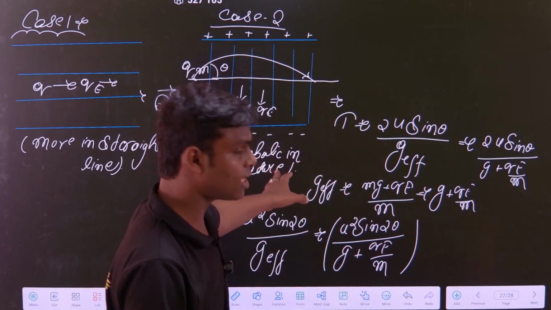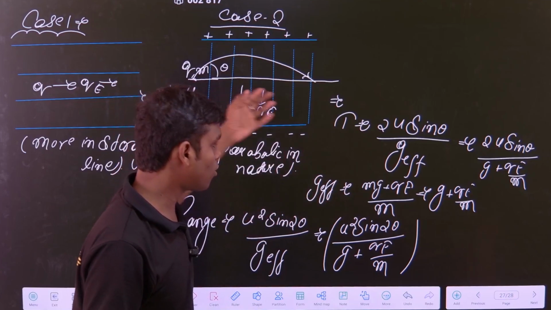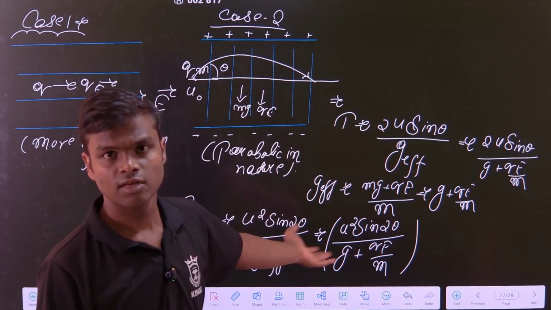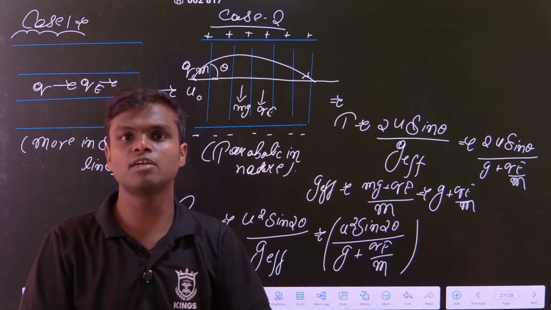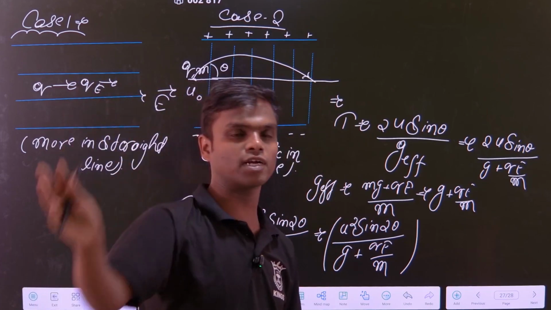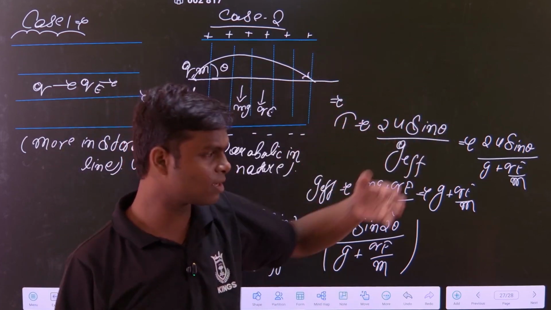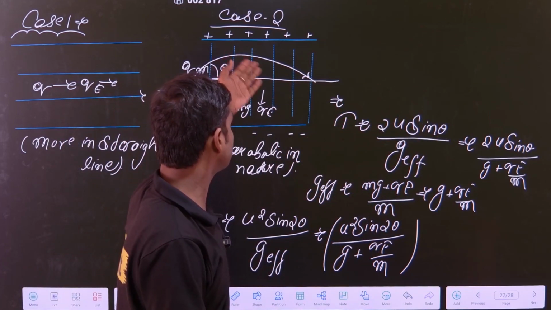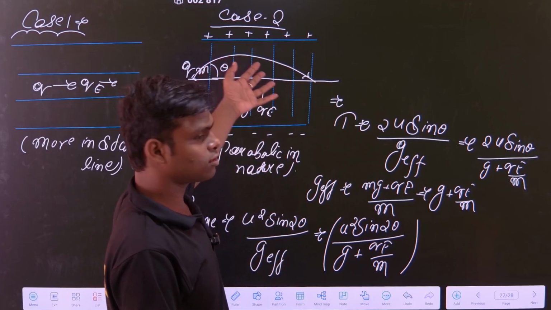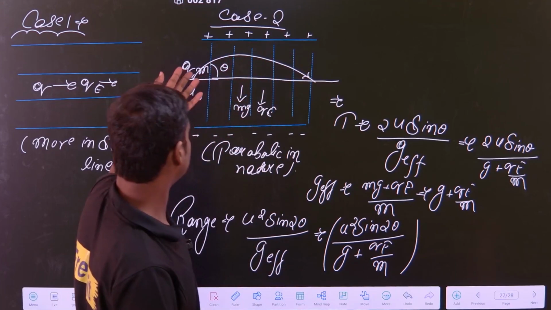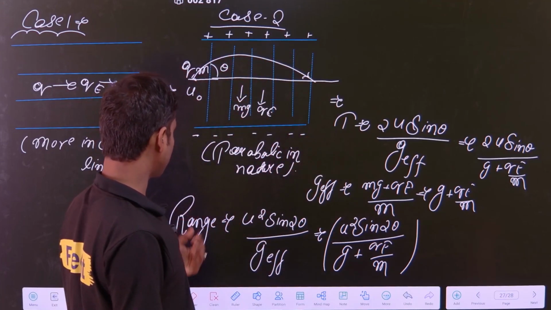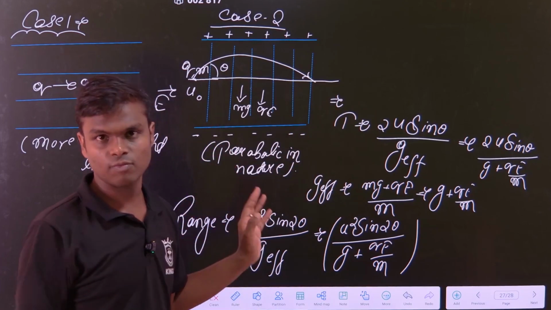So what do you understand from here? It is not electrostatics; it is basically normal class 11 physics which you have learned. You simply have to replace g by g effective and you can solve any question. I can frame any number of questions. I can ask you the maximum height, that is u square sine square theta by 2g, the time of flight, the range. I can do anything. What is the basic concept?